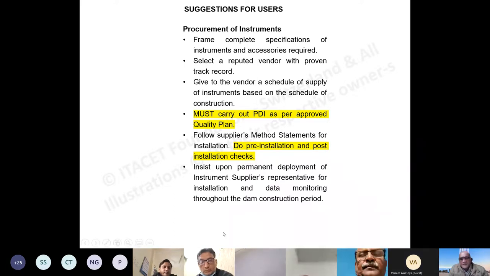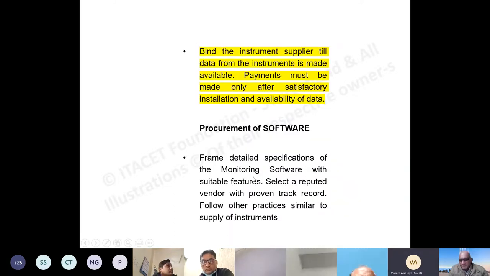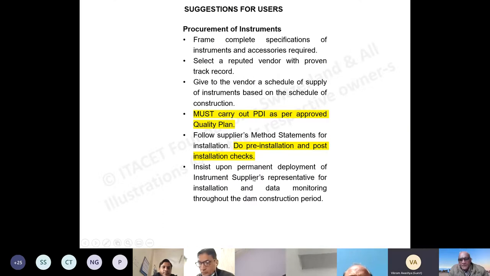The last recommendation which I like to say is that you must please insist for a permanent deployment of the instrument supply representative for installation and data monitoring. Because unless you get the data from the instrument, it's of no use to you. In fact, I've seen some users who just order instruments and they think that responsibility is over and the instrument vendor will do everything.